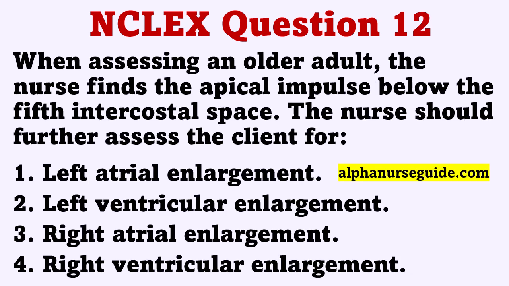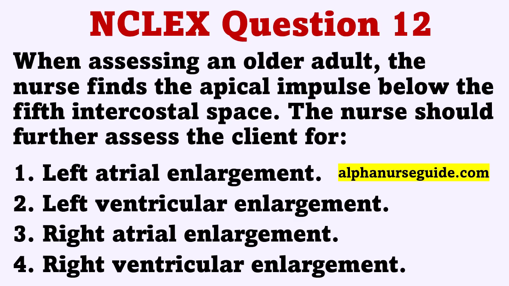When assessing an older adult, the nurse finds the apical impulse below the 5th intercostal space. The nurse should further assess the client for 1. Left atrial enlargement. 2. Left ventricular enlargement. 3. Right atrial enlargement. 4. Right ventricular enlargement.